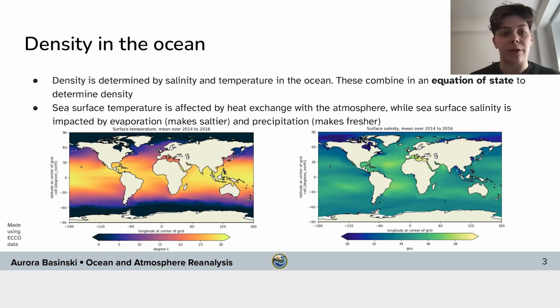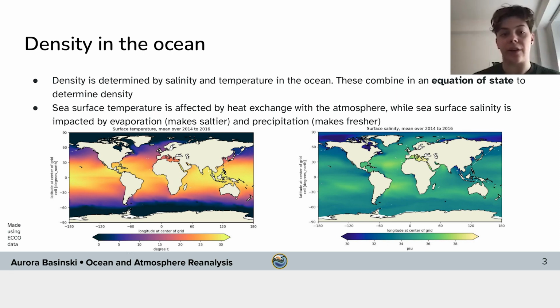So as we were discussing before, density in the ocean is determined by salinity and temperature, and these combine in something called the equation of state to determine density. So the plots that are shown here are actually plots that you will be making in the tutorial after this. The left is surface temperature and the right is surface salinity. They're both a mean over the period 2014 to 2016. So if we start by looking at the left plot, where we're looking at surface temperature, we see, for example, that it's warmer near the equator and cooler near the poles. And this makes a lot of sense.